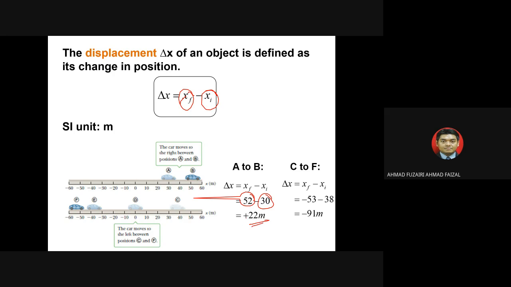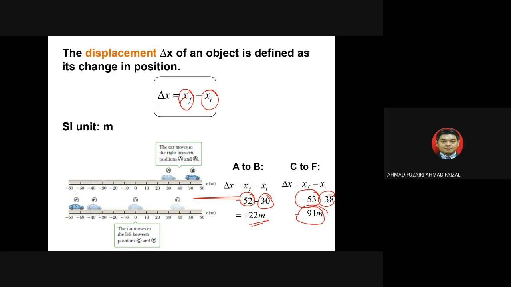Displacement, if you look at the previous slide, is a vector quantity, because displacement needs some direction. So like in C, from C to F, F is 40 and C is negative 60, or about negative 53 minus, so it is negative 38. The answer is negative, from C to F.